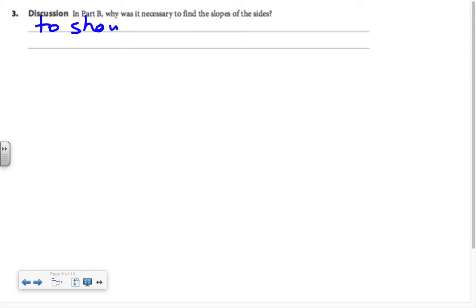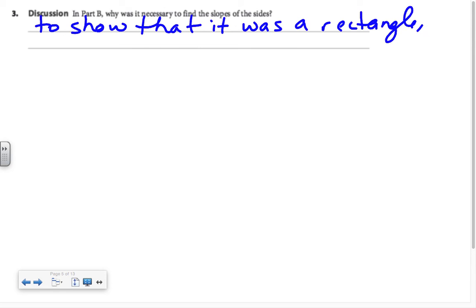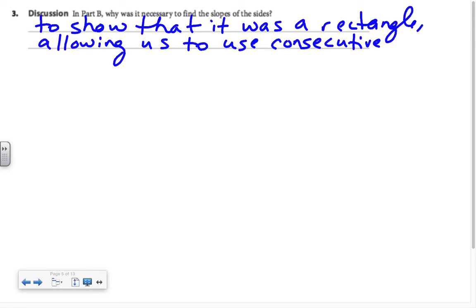So in part B, why was it necessary to find the slopes of the sides? To show that it was a rectangle, allowing us to use consecutive sides as the base and height, as the B and H.